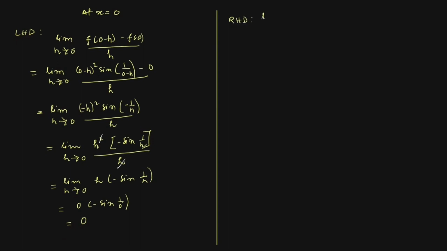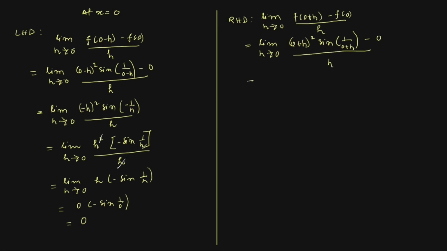For the right-handed derivative we write limit h tends to 0 f of 0 plus h minus f of 0 divided by h, which is equal to limit h tends to 0, we are able to write this as (0 plus h) whole square sine 1 divided by (0 plus h), and we know that f of 0 is 0, divided by h, which is equal to limit h tends to 0 h square sine 1 by h divided by h, which is equal to 0 into sine 1 by 0 equal to 0.